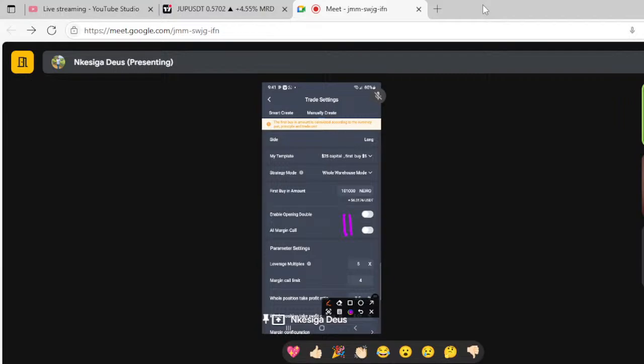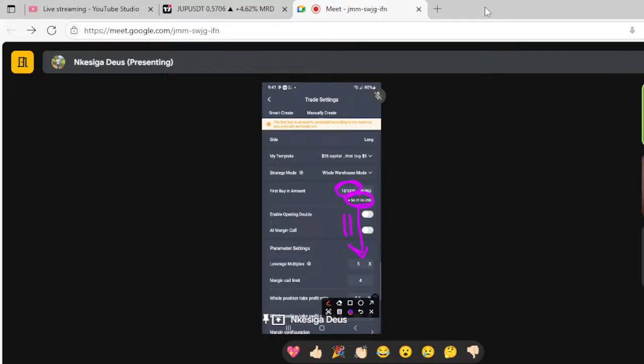Is it hard? You just rub this and you put some coins. The coins you put here, they will give you USDT here. Get that USDT divided by your leverage. What you get will be your first buy. Am I clear?